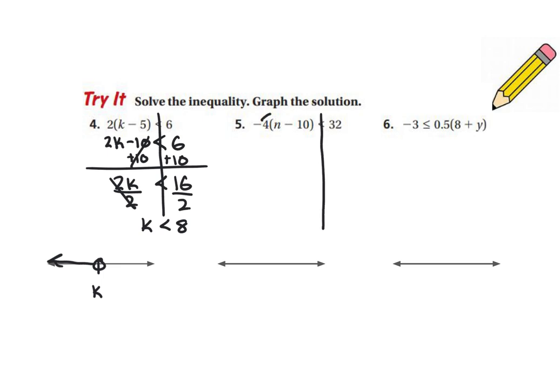On number 5, we distribute. That's going to be -4n. A negative times a negative will give us a positive 40.